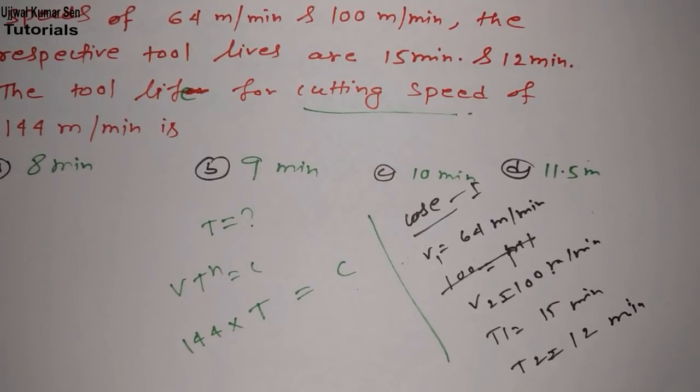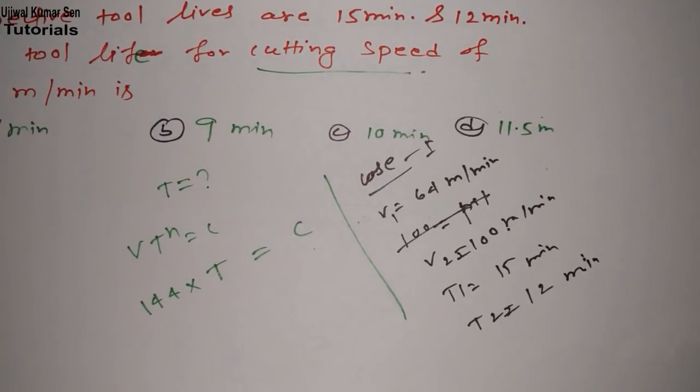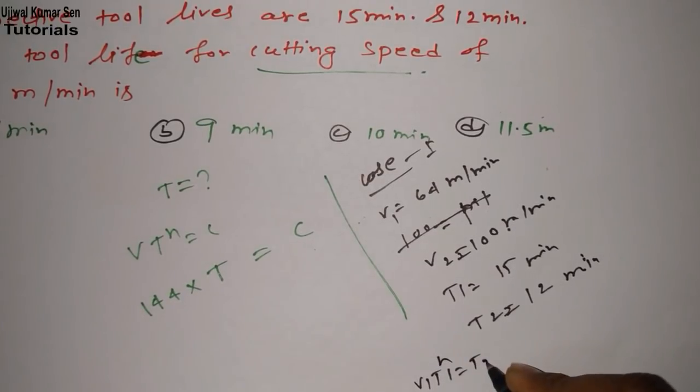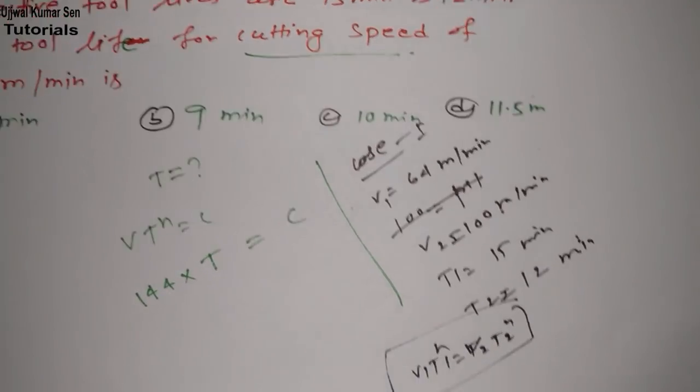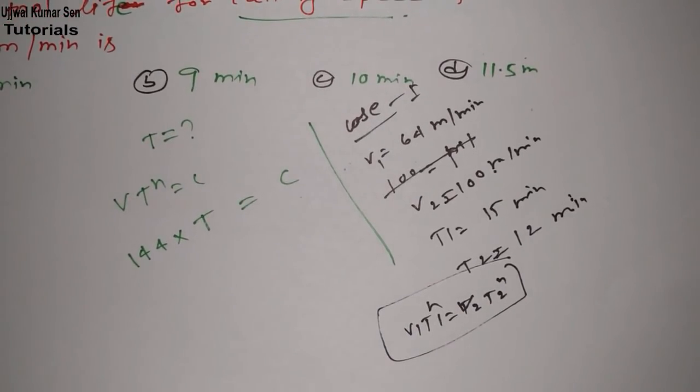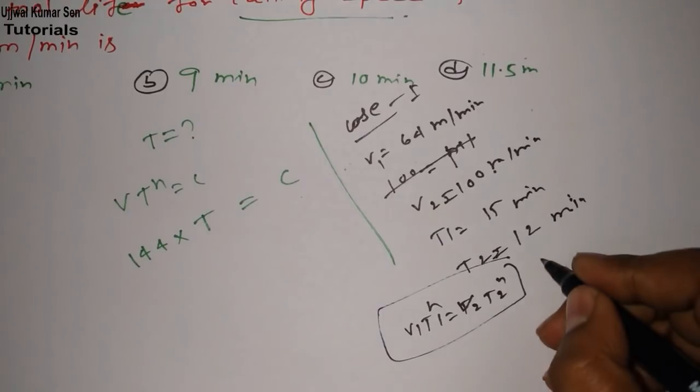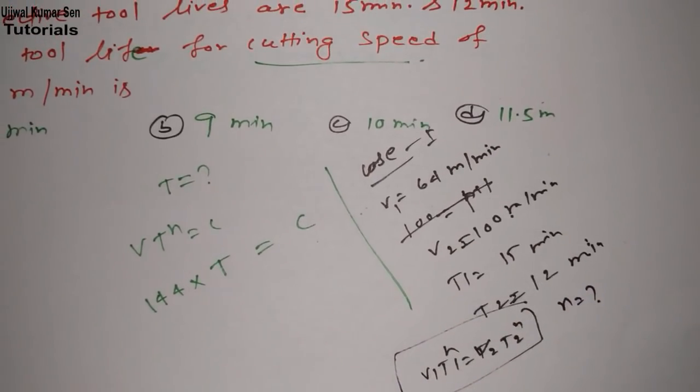So, this is another important question. Again, from the equation we can say V1 T1 to the power n is equal to V2 T2 to the power n. We have this equation also. So what can we find out from this? The value of n is equal to what? We have to find it from this equation, right? So let's go for it.